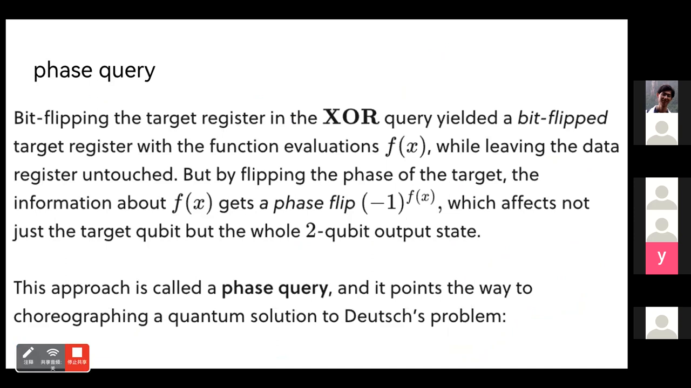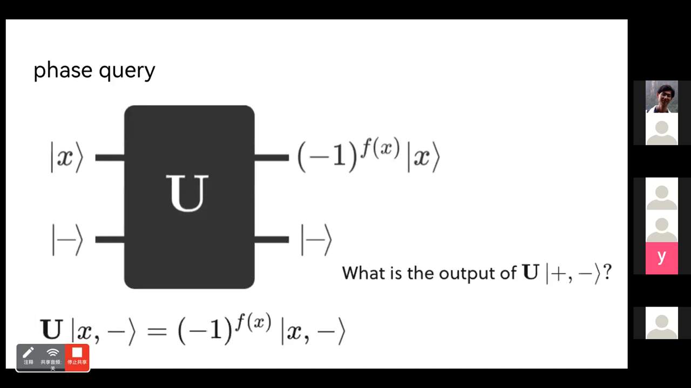So after using this, it's called the phase query. For the phase query, we just mentioned this formula. And maybe we have a quick question. Maybe I'll just write it down. After we input this x minus input, it will get a new output like this formula.